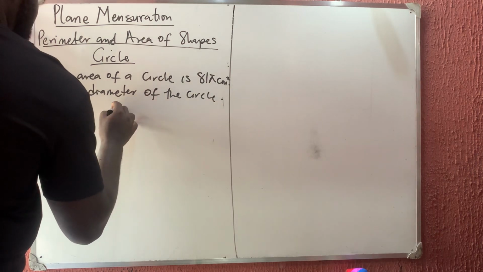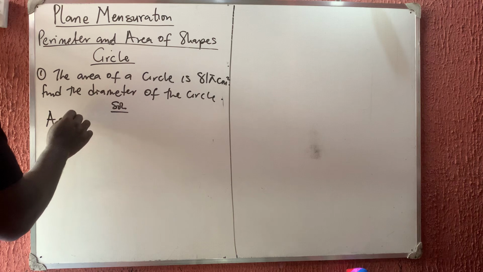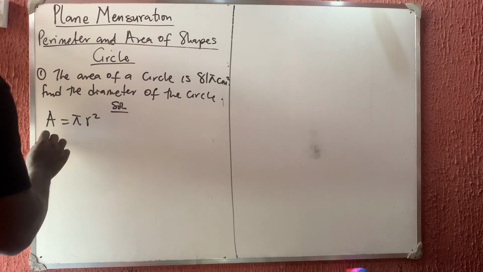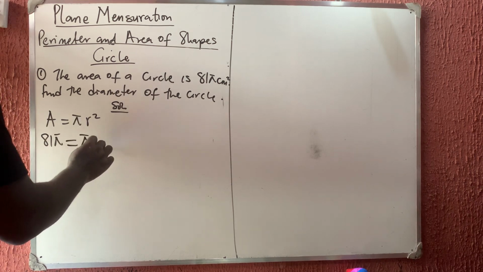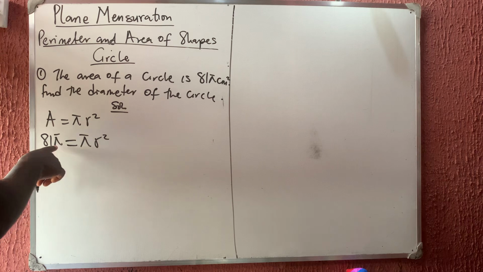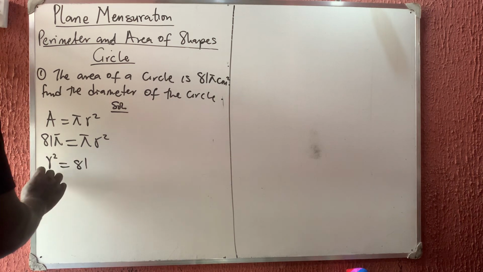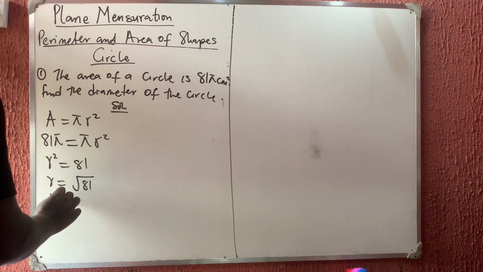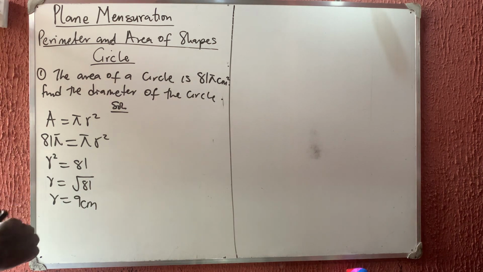Okay, solution. Now we know that the area of the circle is given as what? Pi r squared. And they gave us the area as 81 pi. So 81 pi is equal to pi r squared. So if pi takes care of pi, I'm going to have that r squared is equal to 81. So therefore r is equal to the square root of 81. So r is equal to 9 cm. This is the radius of this circle.